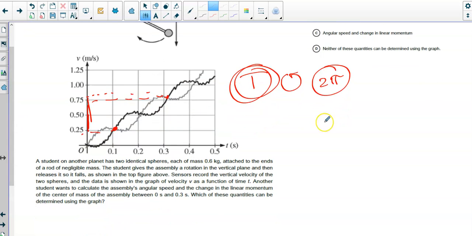Now, linear momentum is mass times velocity. Well, I need the velocity of the system. Well, I can get that. It's just the best fit line here through the middle of these. I could get a value that would be the velocity of the center of mass at any given moment. And then I know the mass of the system because I know they're both 0.6 kilograms, so that's 1.2 kilograms. And I could find the linear momentum. So I would go with C.